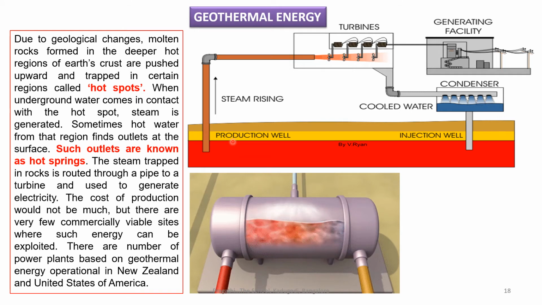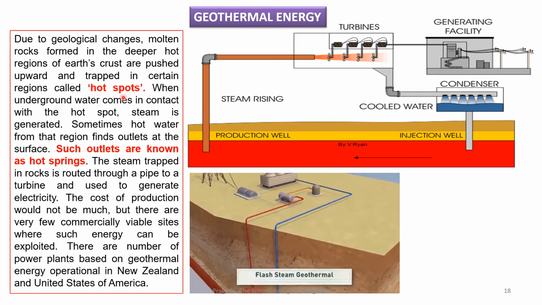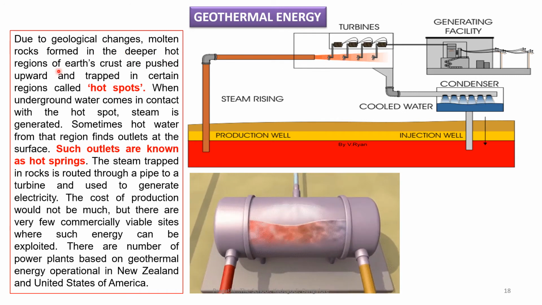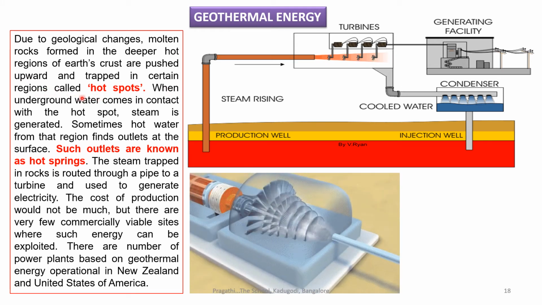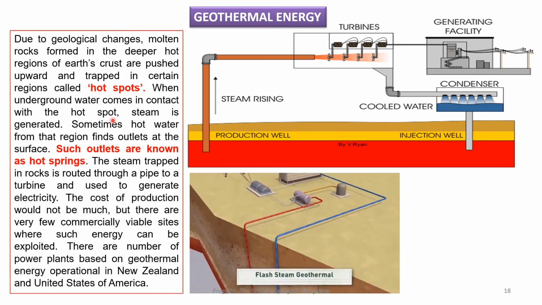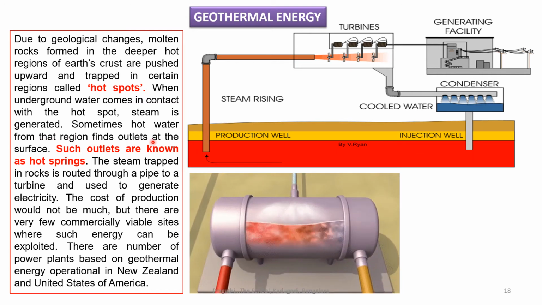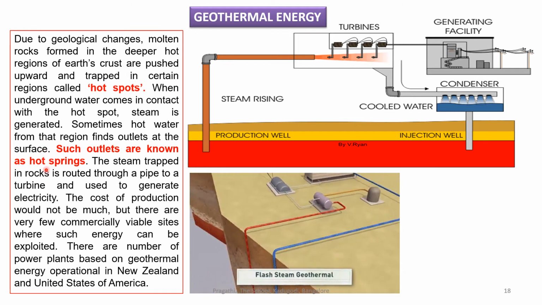If you look at the earth, there are a lot of hot spots. What is a hot spot? The molten rock formed in the deeper hot regions of the Earth's crust is pushed upward and trapped in certain regions called hot spots. When underground water comes in contact with a hot spot, steam is generated. Sometimes hot water from that region finds outlets at the surface. It comes out of the earth, sprinkling outside, and it is very, very hot to touch.